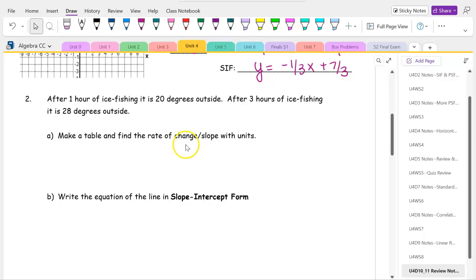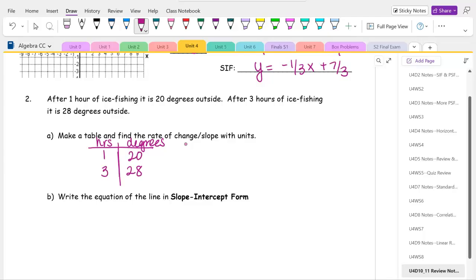All right, moving on. We're told that after 1 hour of ice fishing, it is 20 degrees outside, and after 3 hours, it is 28 degrees outside. I'm going to make a table and then find my rate of change, which is slope. I know that hours is independent, so that will go here, and then I have degrees. We'll just fill in our table: 1 hour, 20 degrees, 3 hours, 28, and then we're going to go ahead and do our jumps. And then remember, when you're finding rate of change or slope, you're always doing change in y over change in x. So 8/2, and this becomes 4 degrees per hour.